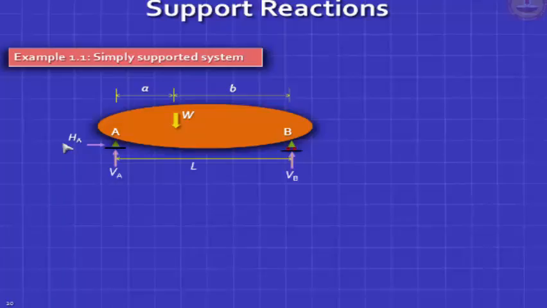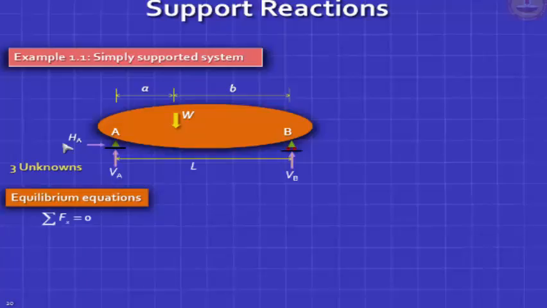One of these equations is obvious. If you apply the first equation, sigma Fx equals 0, you know that HA is going to be 0, right? That you know, everybody knows. Now, let's not apply any equation. Let's do it intuitively. Let's move this W slowly from A to B. If W is at A, if I put the load here, what will be the reaction VA? It will be W. What will be the reaction VB? It will be 0.